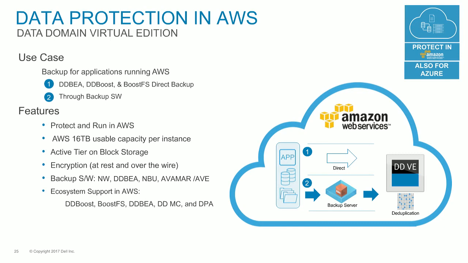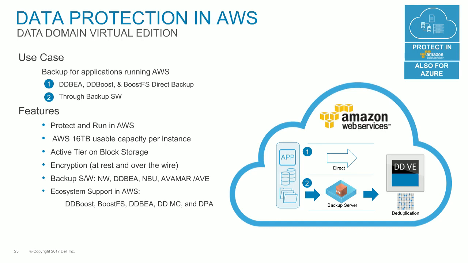Data protection within AWS. I've touched on how we can protect data using NetWorker. What about if you want to protect data in AWS without any backup client, without any backup suite software? Well, we have the ability, as you well know, in your own data center to send certain workloads direct to Data Domain. Workloads like Oracle RMAN or SQL or Exchange or SAP.